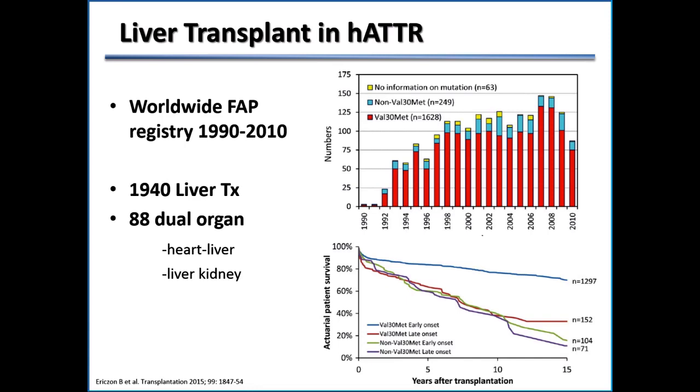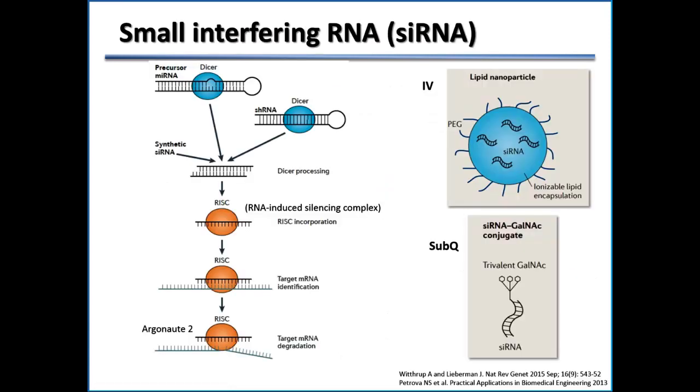And what you see is that the survival is actually pretty good for patients who get liver transplants. The blue curve are patients who have early onset V30M TTR, and the survival curve actually runs off the page, which is 15 years. So these patients live almost a normal life if they get a liver transplant. What about RNA interference?